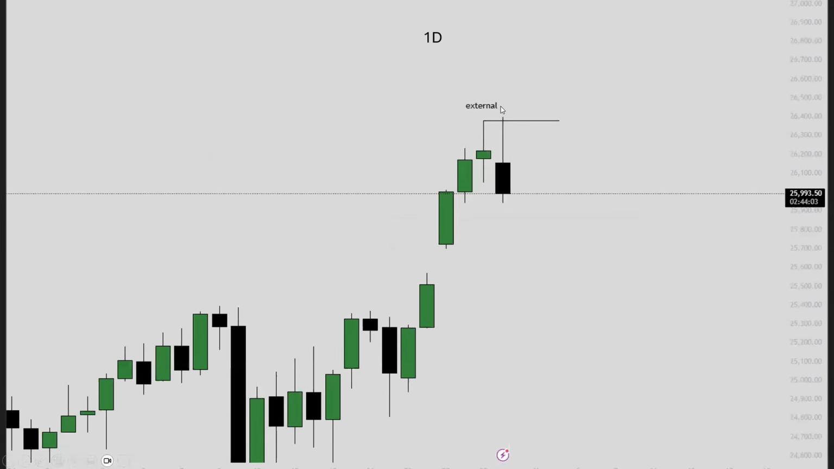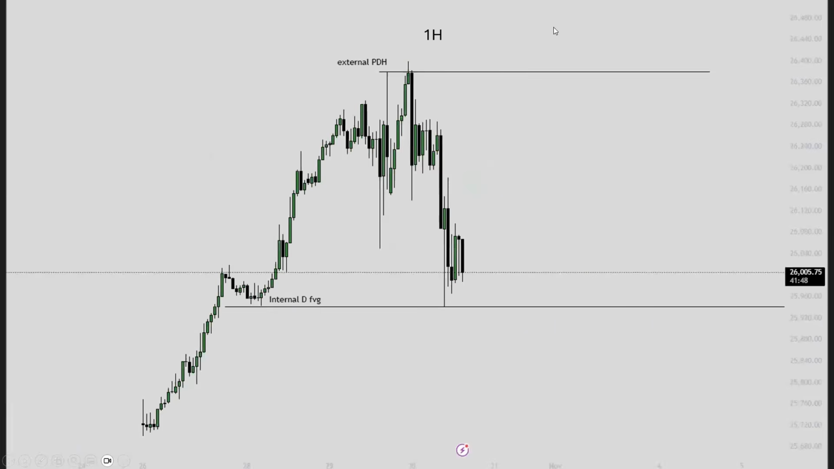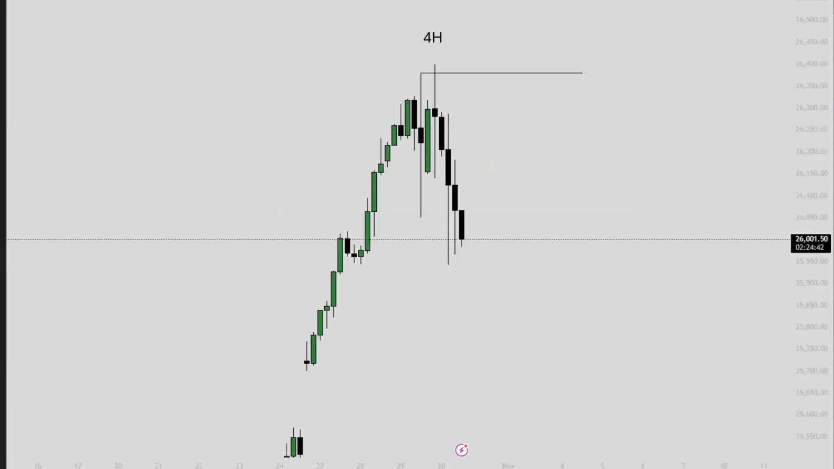Daily level, daily, 1 hour structure, right? So what do? We sweep external. What do you target? You target internal, right? Okay. Now that same thing, I will show you on the 4 hour, because the markets are fractal. 4 hour alignment is the 30 minutes. This is once again the same chart. We sweep out the highs of the 4 hour.